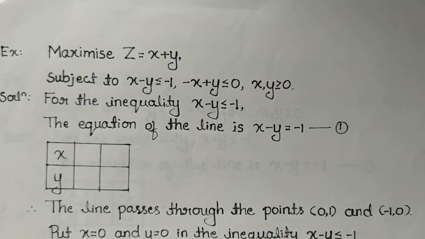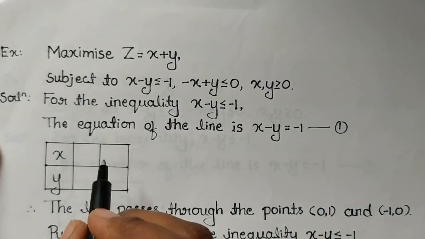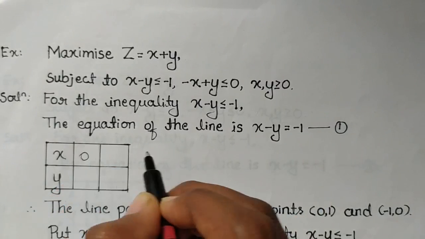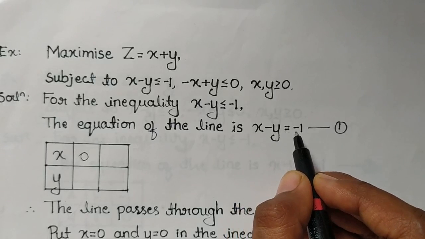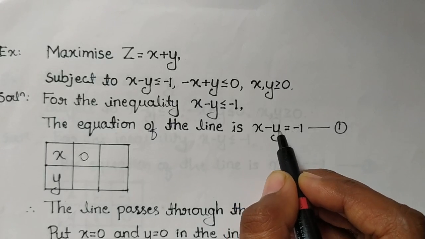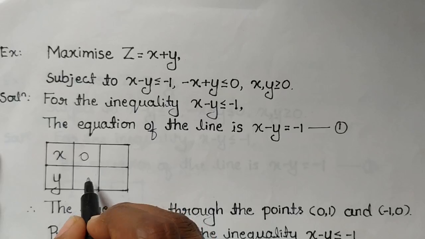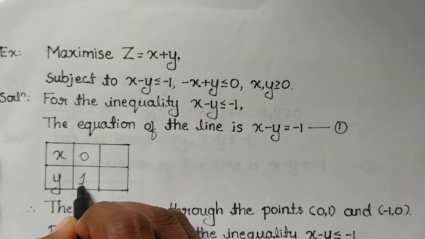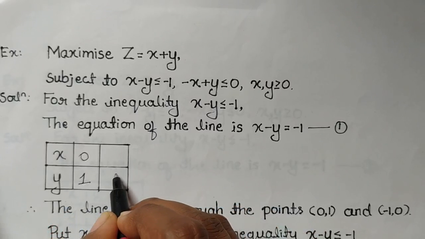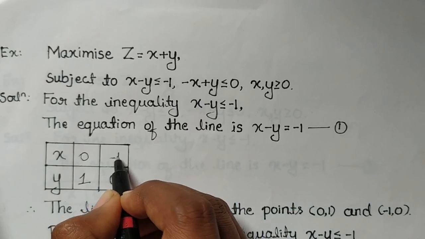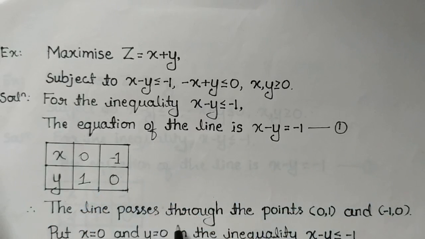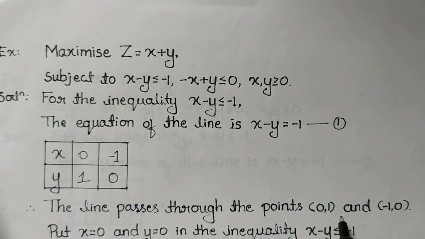Now to find the points on this line, substitute x as 0. Then the equation will become minus y is equal to minus 1. Minus minus get cancel, then y is equal to 1. Now put y as 0 in equation 1. We get x is equal to minus 1. Therefore, the line passes through the points 0, 1 and minus 1, 0.